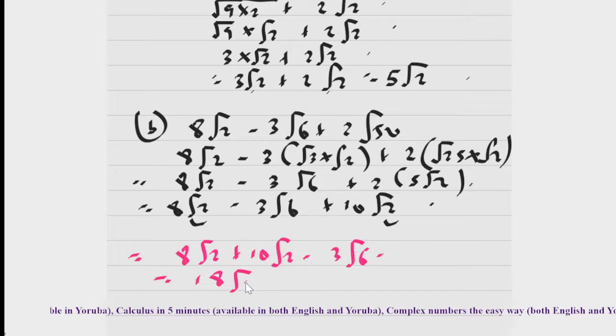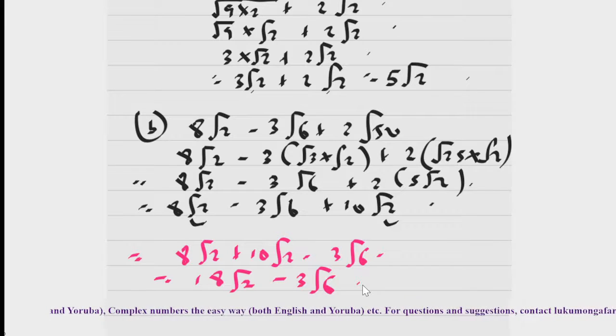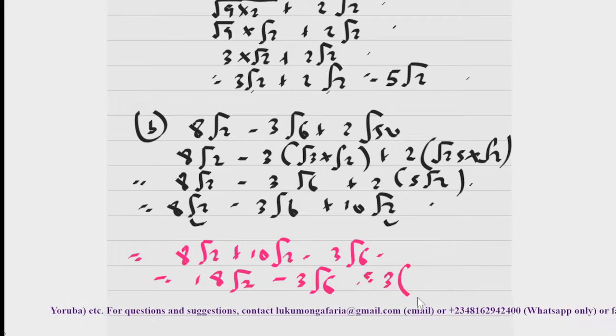Recall the example I gave, just like you are saying 8 pen plus 10 pen. You understand? So minus 3 root 6. If you like, you can stop here. Then if you also like, you can factor 3 out because 3 is common. And apart from 3, root 2 is also common.